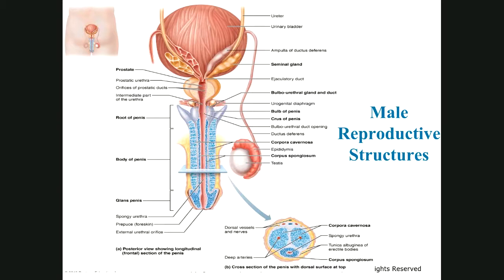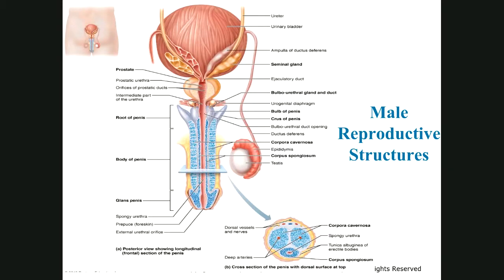The seminal glands, that's the bladder, by the way, right? So they are posterior on the bladder surface. They are on the posterior part, those seminal glands. They contain smooth muscles that contract during ejaculation and produce viscous alkaline seminal fluid.